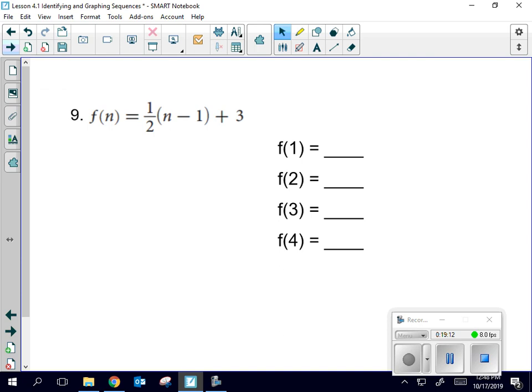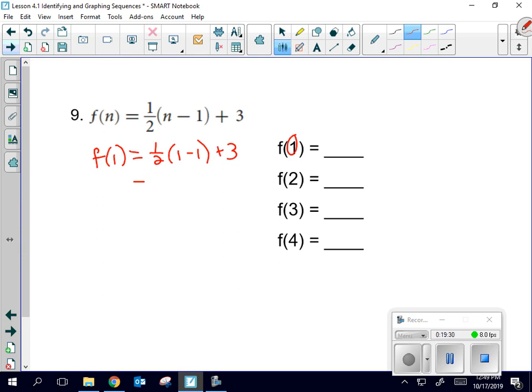All right, this one, is it recursive? No, it's not. So I can just plug them in. I want to know the term for the position of 1, the first position, so I'm going to plug in 1 for n. To solve this, you do parentheses first. 1 minus 1 is 0. Of course, a half of 0 is still 0, and 0 plus 3 is 3.